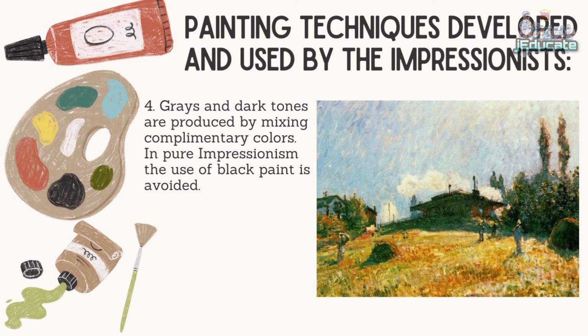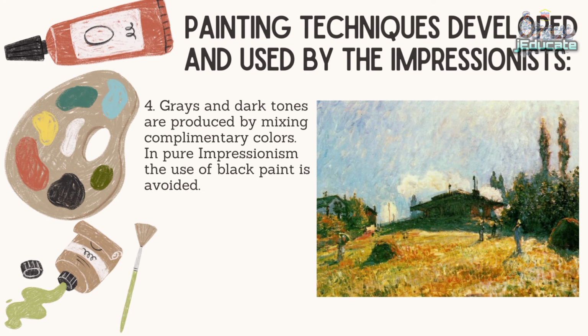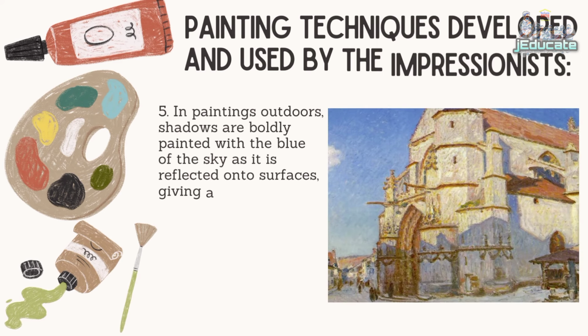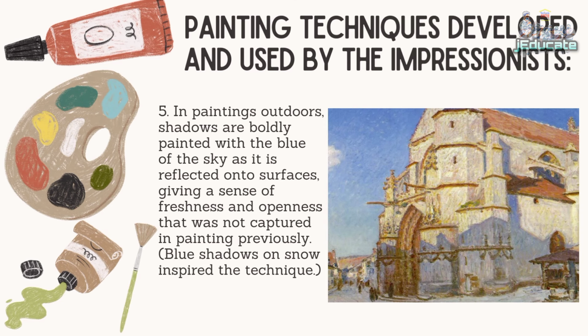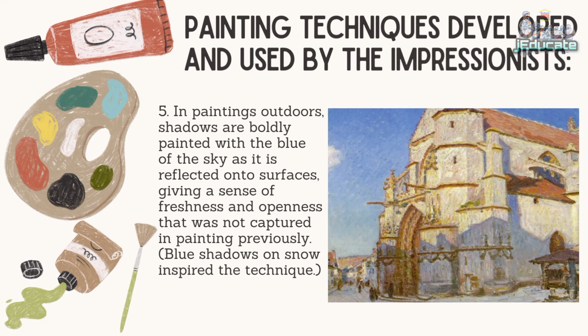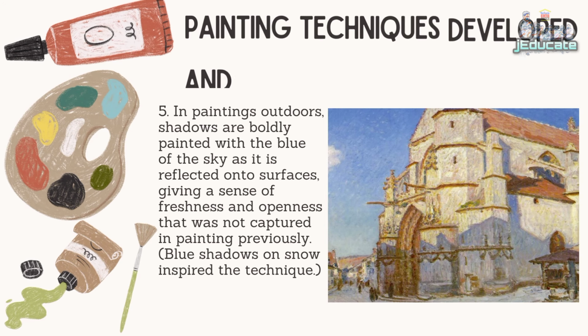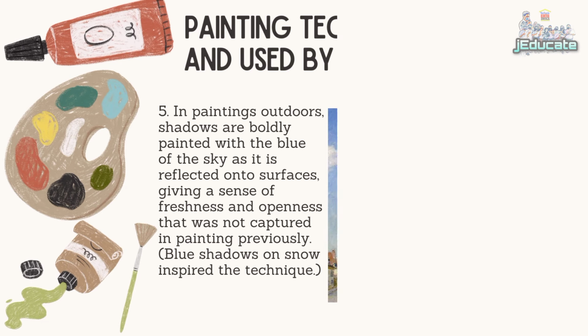4. Grays and dark tones are produced by mixing complementary colors. In pure Impressionism, the use of black paint is avoided. 5. In paintings outdoors, shadows are boldly painted in the blue of the sky as it is reflected onto surfaces, giving a sense of freshness and openness that was not captured in painting previously. Blue shadows on snow inspired the technique.